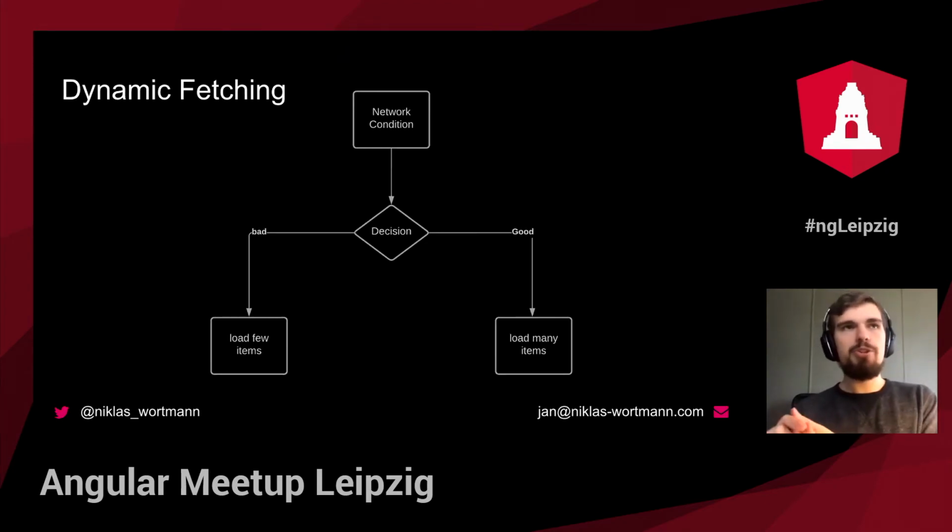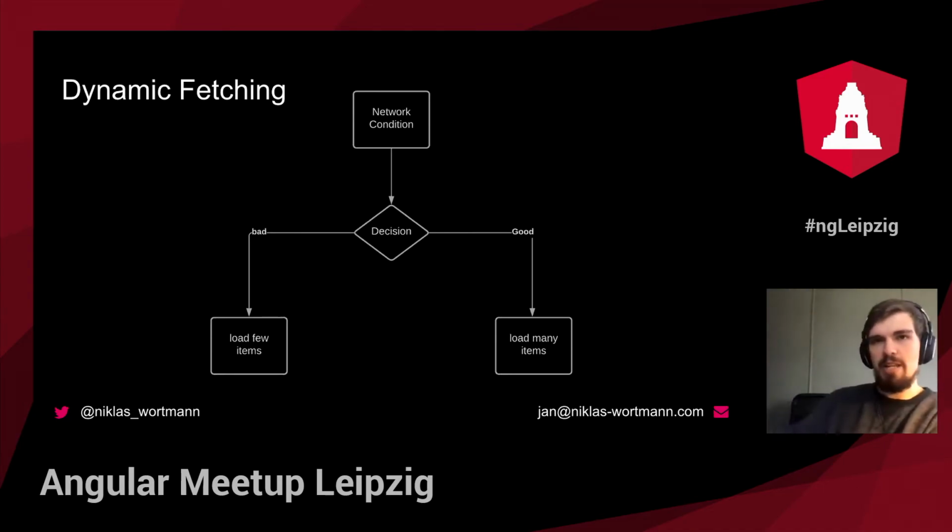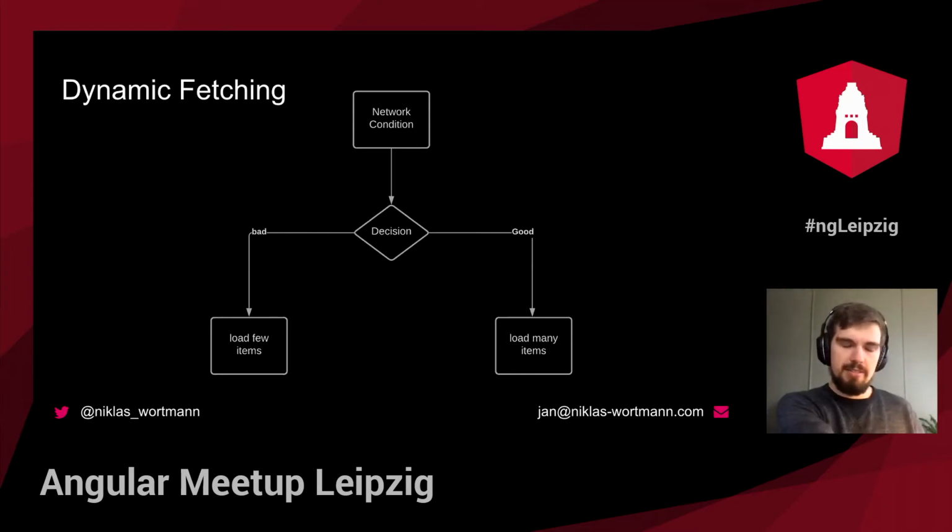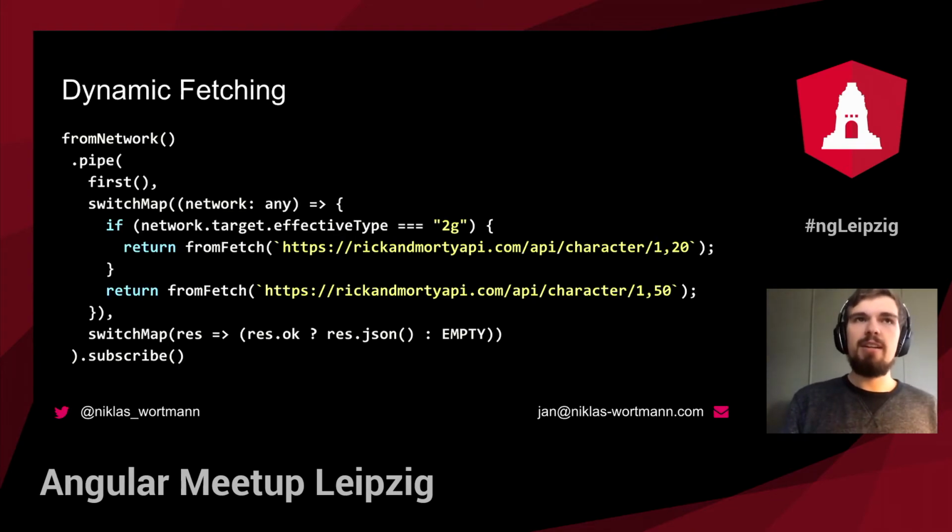The last example I want to show is dynamic fetch. And as a consultant, I'm used to preparing heavily sophisticated diagrams to prove my point. And a dynamic fetch is, for me, check the network condition. If it's good, load many items. If it's not good, load just a few items so that the user can still see something. Highly sophisticated diagram, but it proves my point. And you can implement dynamic fetching in a fairly comprehensive manner with RxJS-Web.